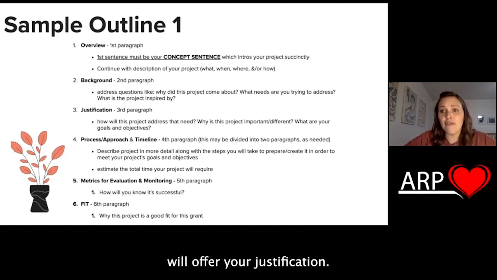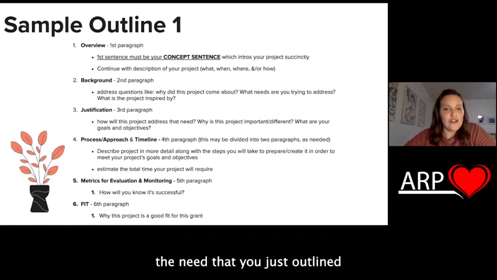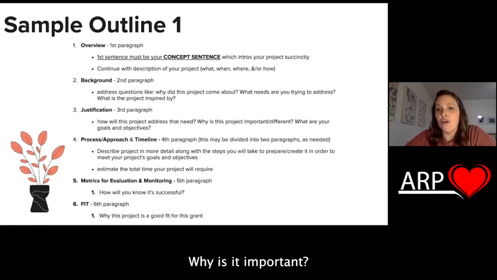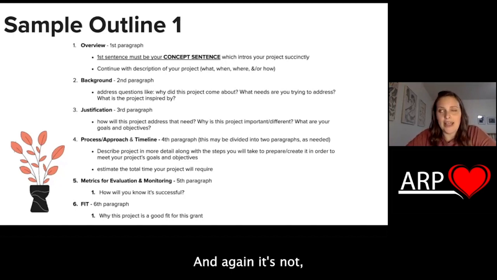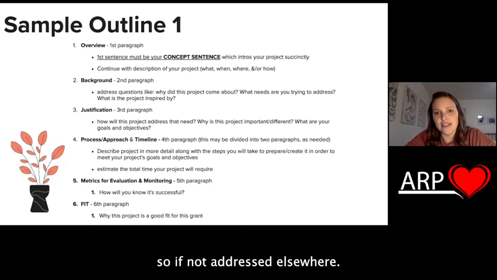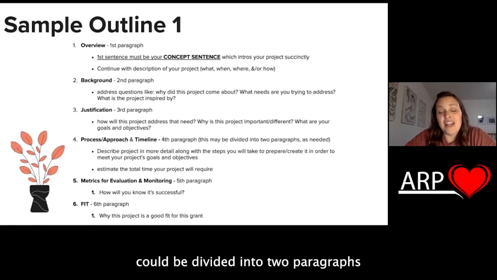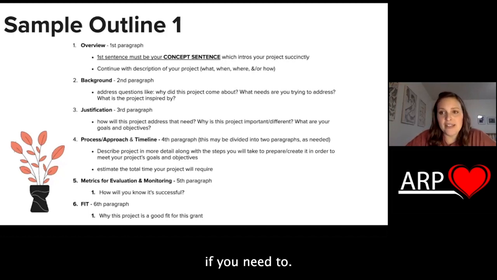The third paragraph will offer your justification. How will your project address the need that you just outlined in your second paragraph? Why is it important? Why is it different? How does it contribute? What are your goals and objectives? The fourth paragraph is your process or approach and timeline. Sometimes they'll ask for a timeline separately, so if not addressed elsewhere, it could be divided into 2 paragraphs if you need to.